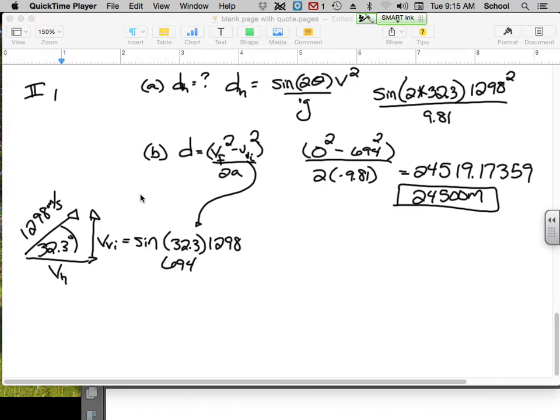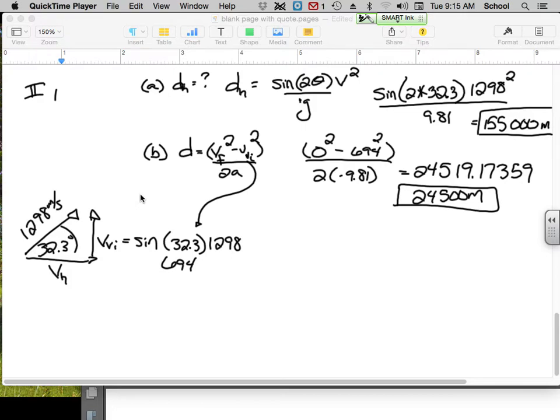Now, how far did that go? We never plugged in to the equation up here. So again, we have sine, that opens up the parentheses. We do 2 times the 32.3, close the parentheses, then times the 1298 squared divided by G. And if we do that, we get 155,000. So 155 kilometers, or 155,000 meters. So that was your A.